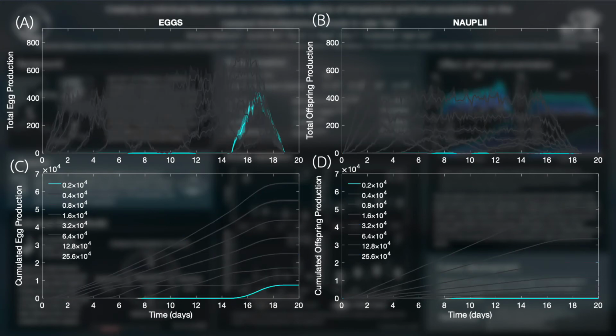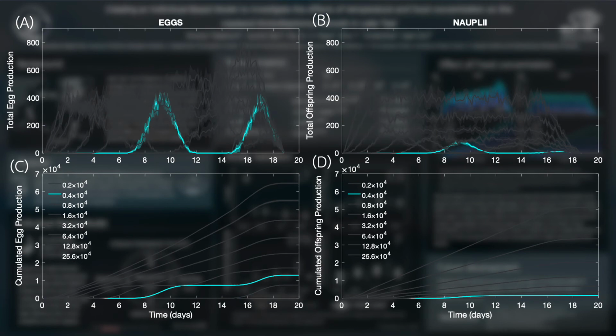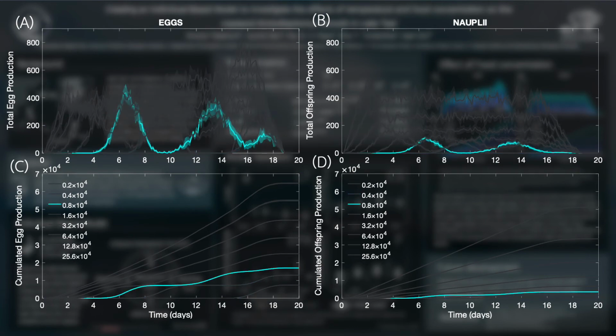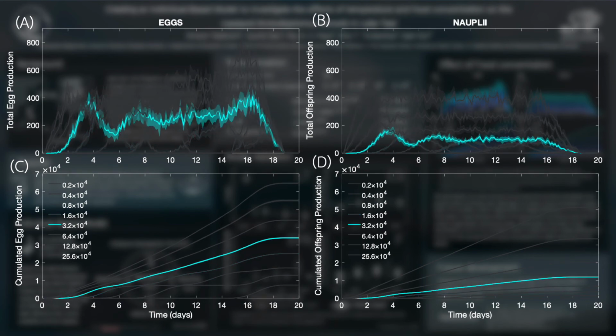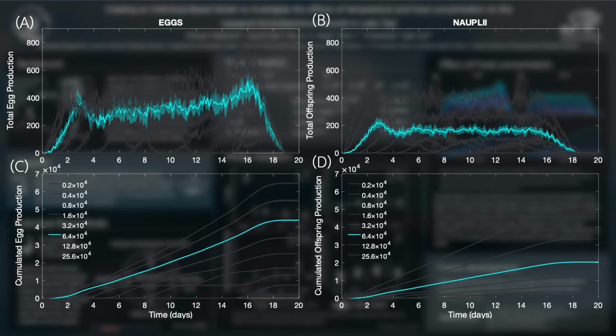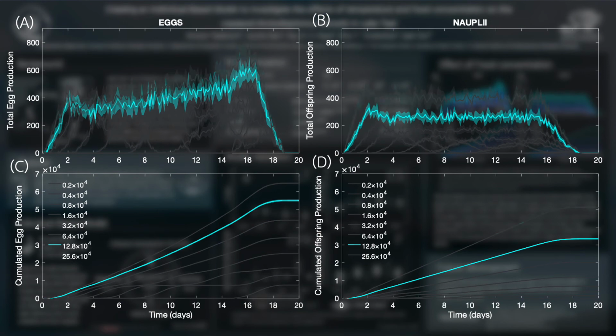At the lowest concentration, the span between one clutch and the next, called the interclutch duration, was long, and the females only reproduce once. But as food concentration increased, the interclutch duration shortened. Females start making eggs much earlier and produce many clutches throughout their lifespan.